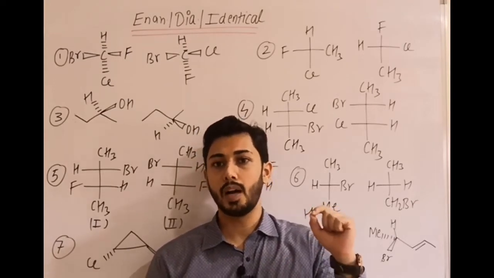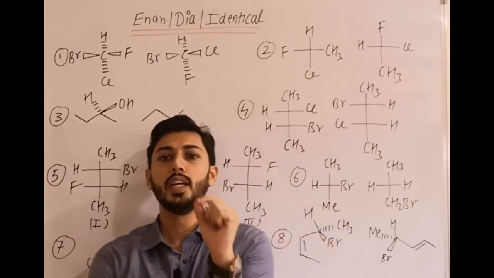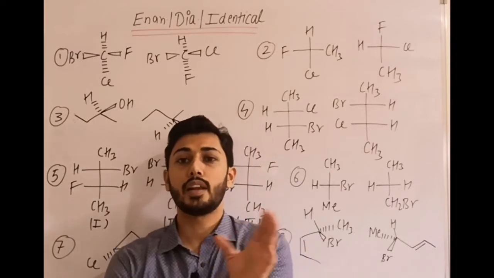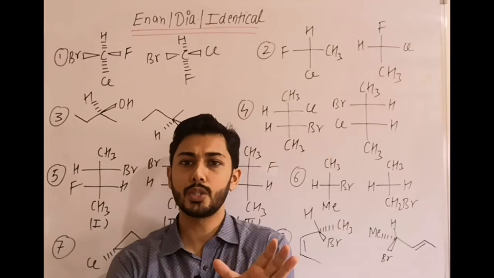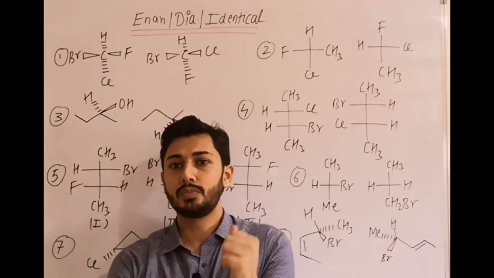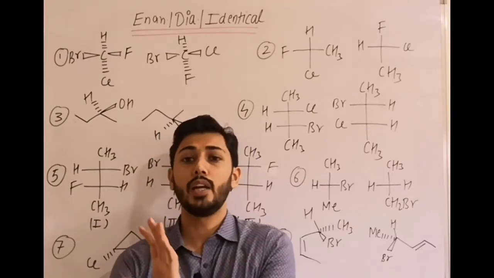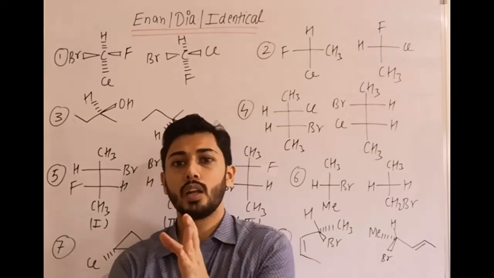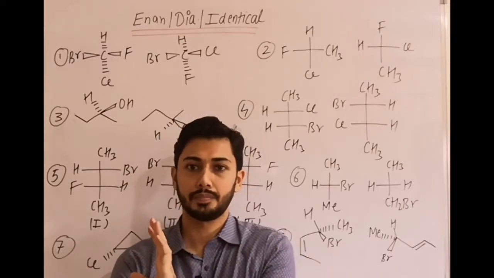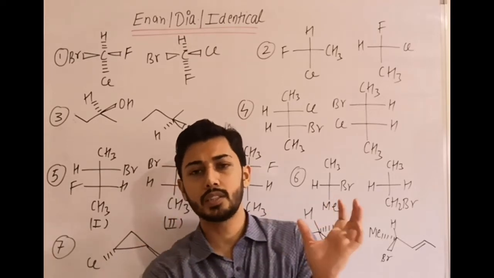To solve this part, what is required? That you should be quite comfortable with RS configuration. It is a revision part, so I am not going into details of RS configuration or CIP rules. It is for those students who know the rules and who are able to find out RS configuration for Fisher, for wedge dash configuration, right? So you can try these examples.